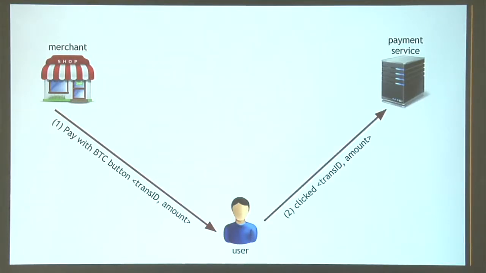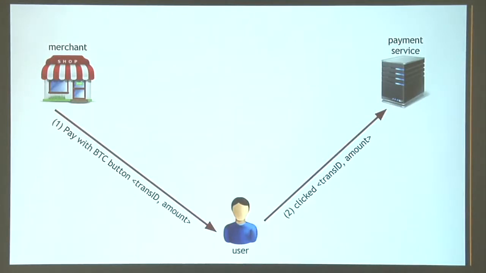That will cause information to be sent to the payment service as an HTTP or HTTPS, ideally, request, which says that that button was clicked. Here's the transaction ID from the merchant. Here's the amount. And of course, the identity of the merchant is implicit here.